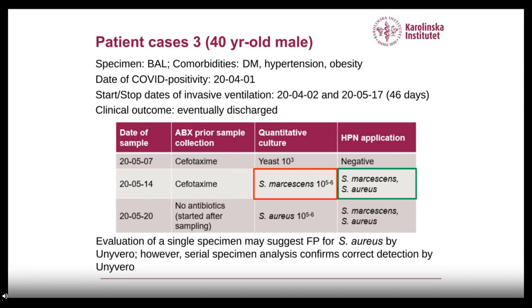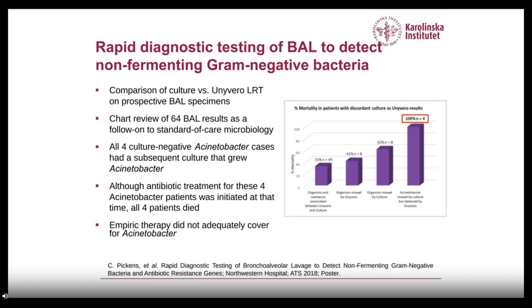and not false positives. Finally, there is also some evidence that the Univero system, this is not from our own investigation, but from a poster that has been shown previously with comparison of culture versus Univero on prospective BAL samples, also a chart review, and with 4 culture negative Acinetobacters that subsequently grew Acinetobacter in culture. And in this case, the modification of treatment was too late and all the patients died.